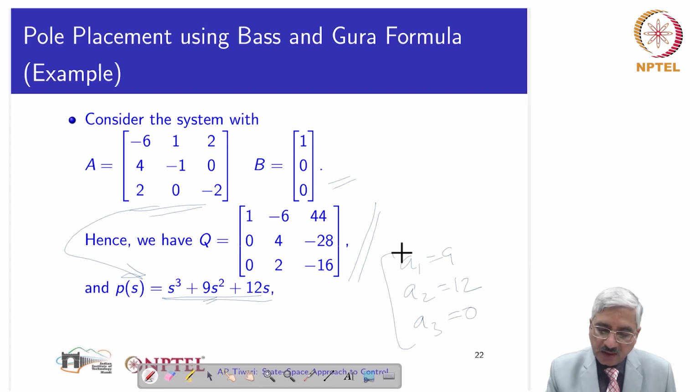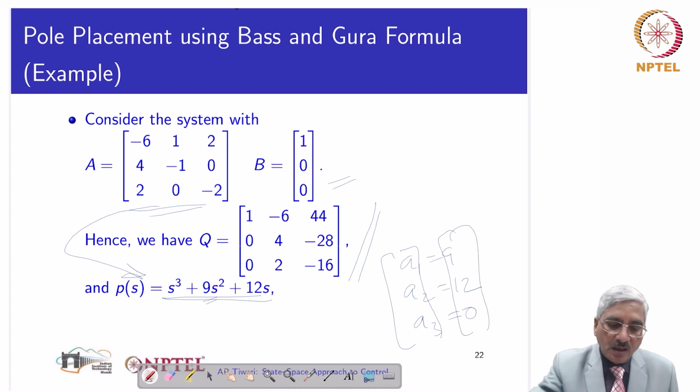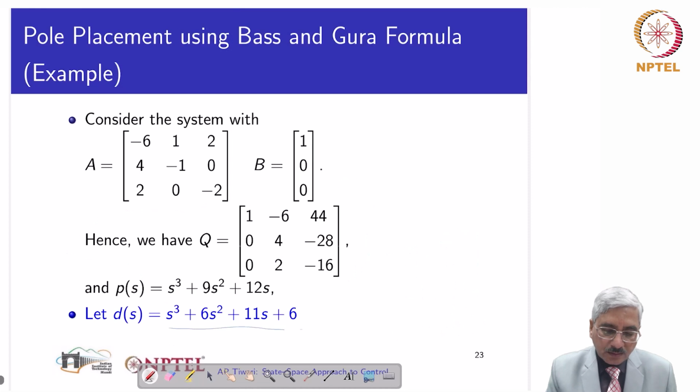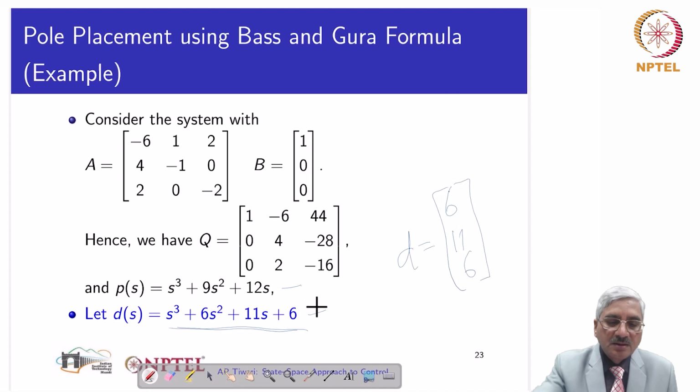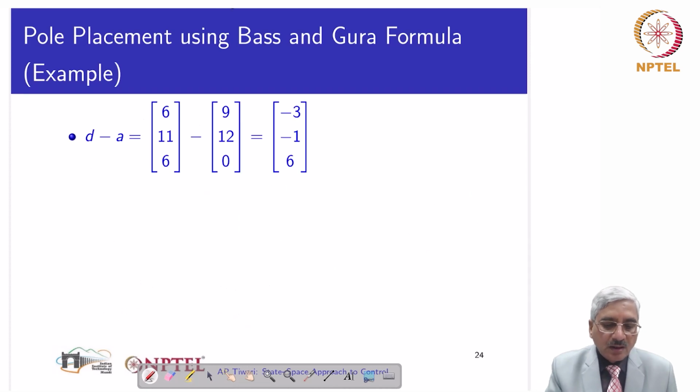So we have this as 9, 12, 0. D is the one which we are using all throughout. So if we put the coefficients D1, D2, D3, etc., we get 6, 11, and 6. So we got A from this, we got D from this. Now D minus A will be this. This is D, this is A. So D minus A is this.